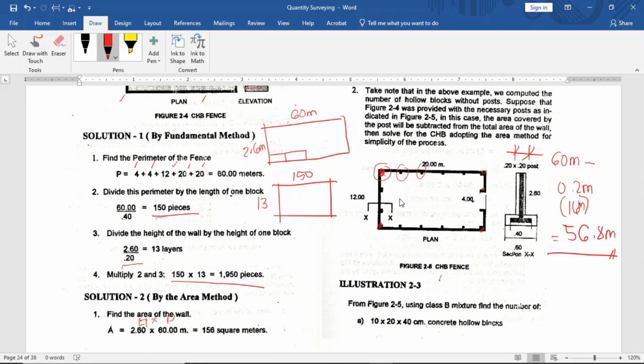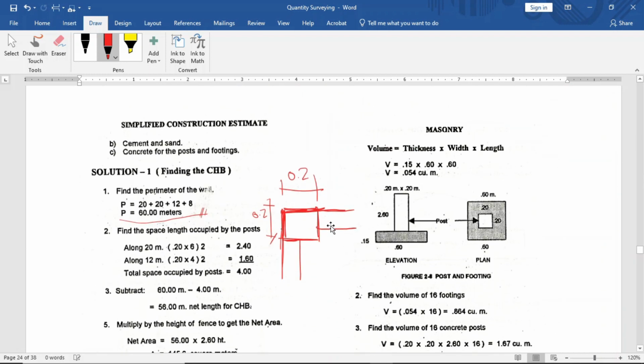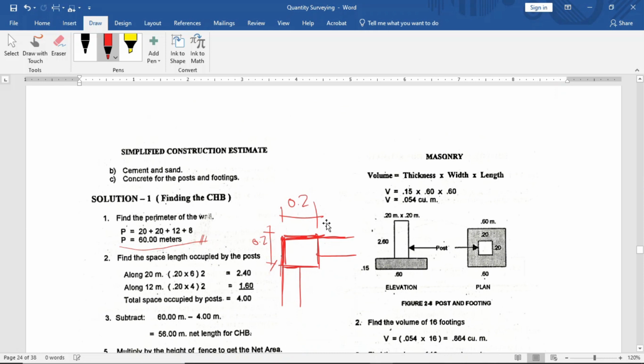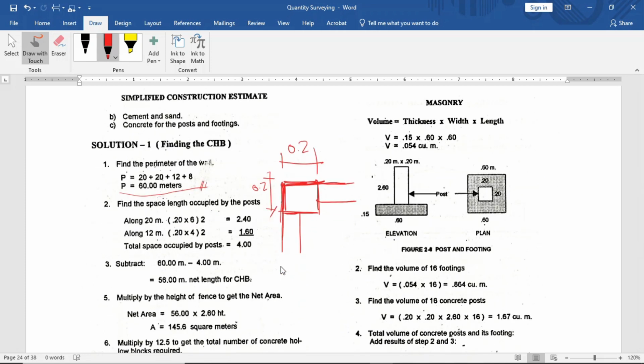Kasi, binilang natin kanina sa along 20 meters. So, ba't natin binilang ulit sa along 12 meters? Ba't hindi na lang itong dalawa? Kasi nga, yung nasasakupan pa rin ng column yung 12 meters natin. Kaya binilang natin yung sa edge na columns. So, 0.2 times 6 times 2, 0.2 times 4 times 2 is equal to 2.4 and 1.6 respectively. So, ang total space occupied by the post is 4 meters.